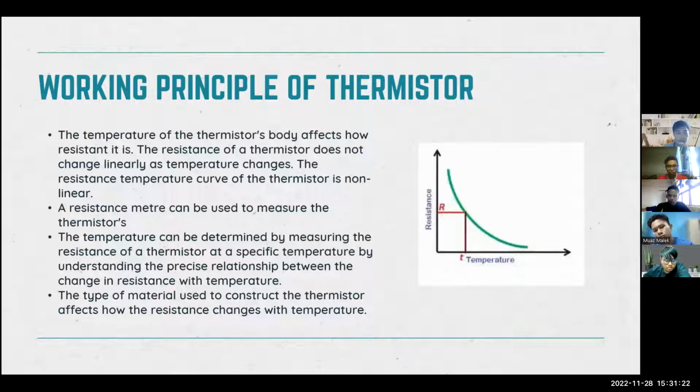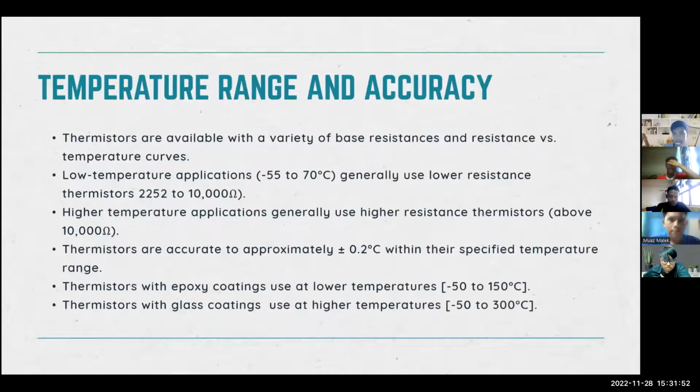Then the temperature can be determined by measuring the resistance of thermistor at a specific temperature by understanding the precise relationship between the change in resistance with temperature. And then the type of material used to construct the thermistor affects how the resistance changes with temperature. And now we have NTC. For NTC, the material is semiconductor, and then the PTC is conductor. Next.